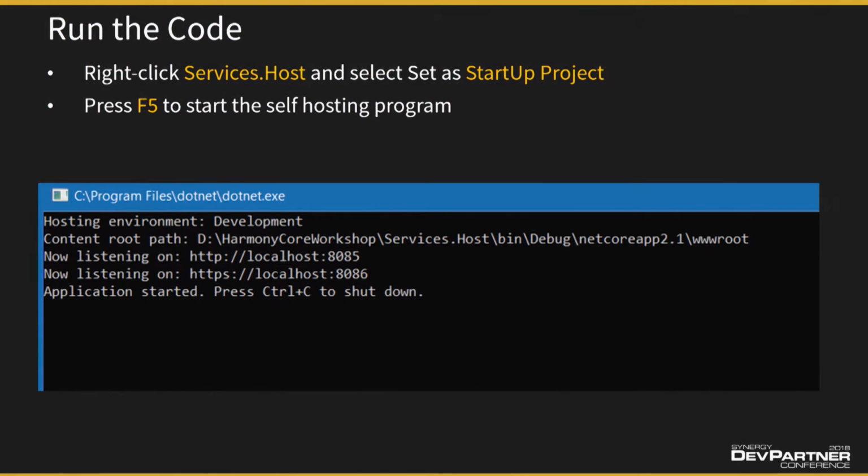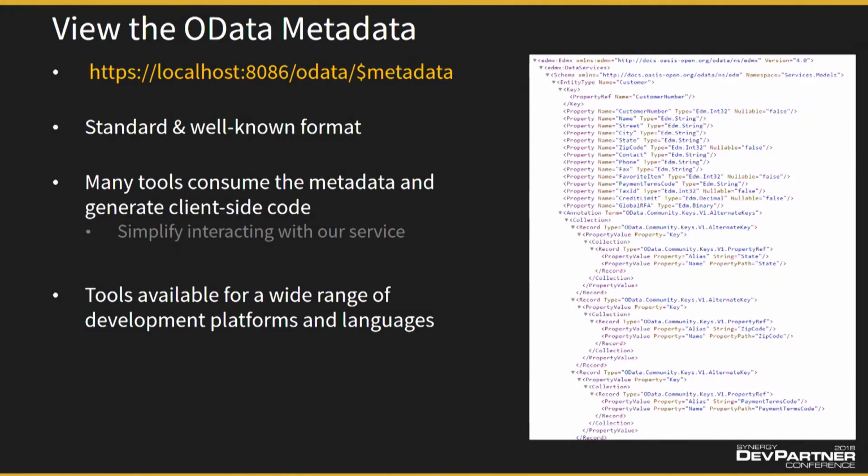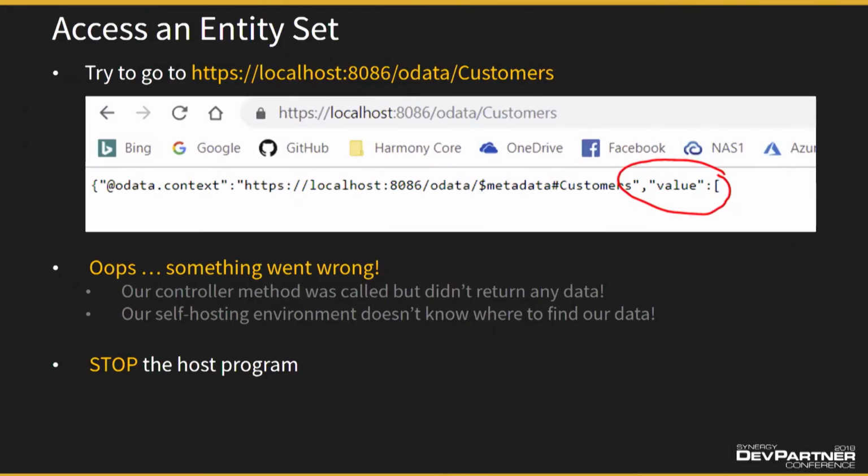build it, run it, access the endpoints, access OData customers, and oops, something went wrong. Our controller method was called, it tried to return an array of customers, but the self-hosting environment doesn't know where to find the data. Okay, so that's our next configuration step.